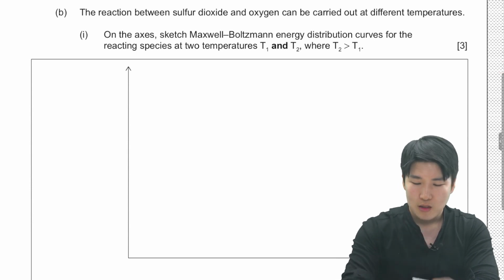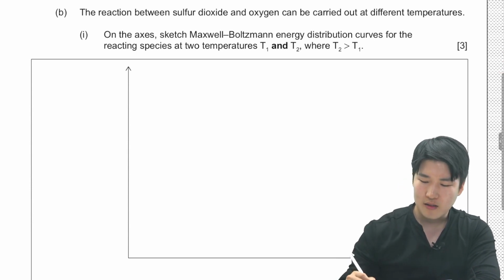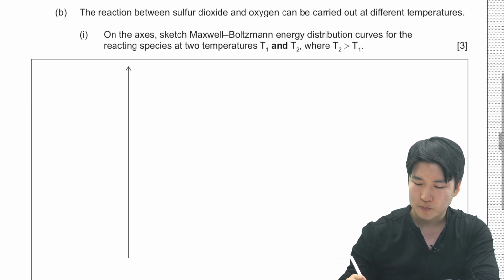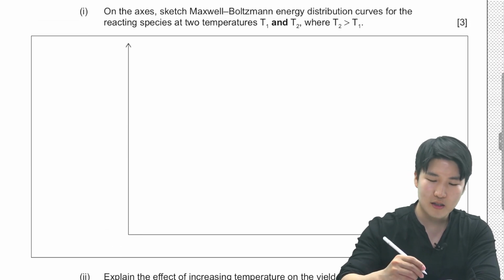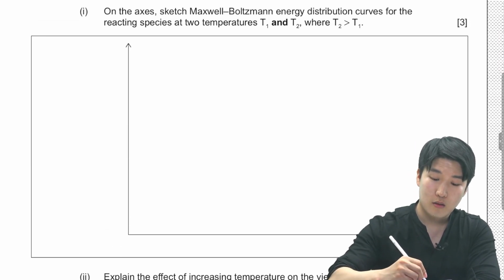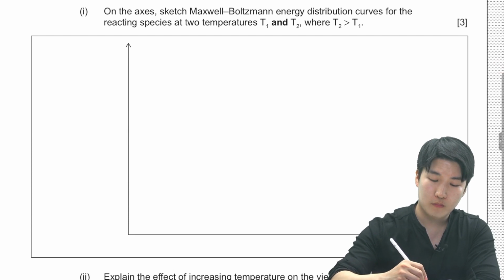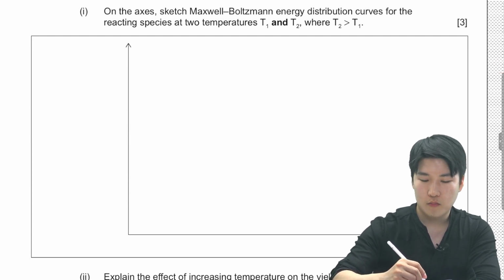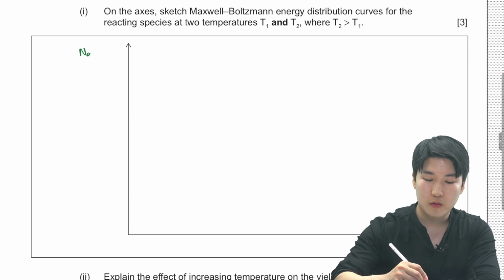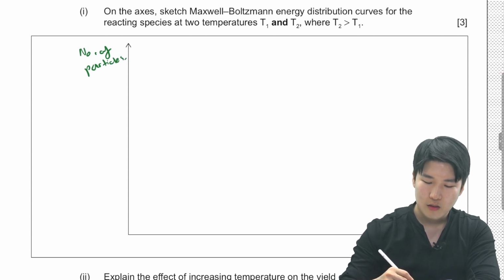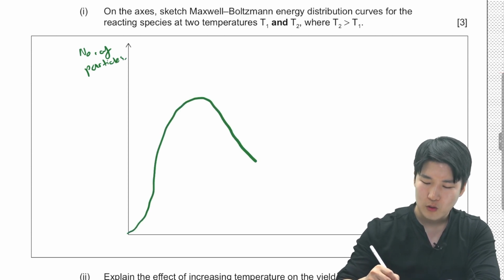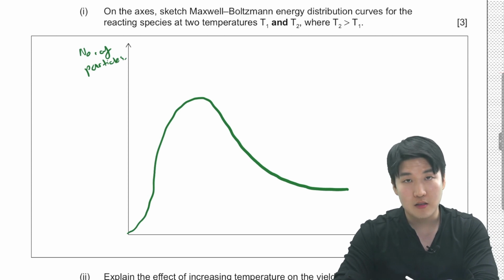Maxwell-Boltzmann distribution curve. X-axis is kinetic energy. Y-axis is going to be number of particles. The standard distribution curve that we draw is going to have this shape.